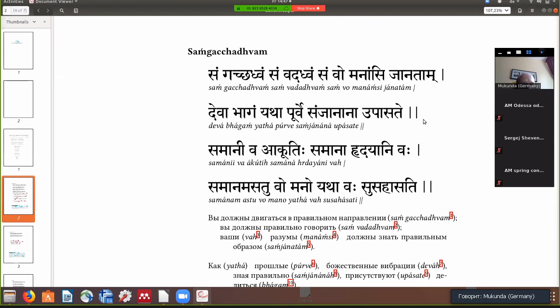So we have two verses here. Each line is a half verse.